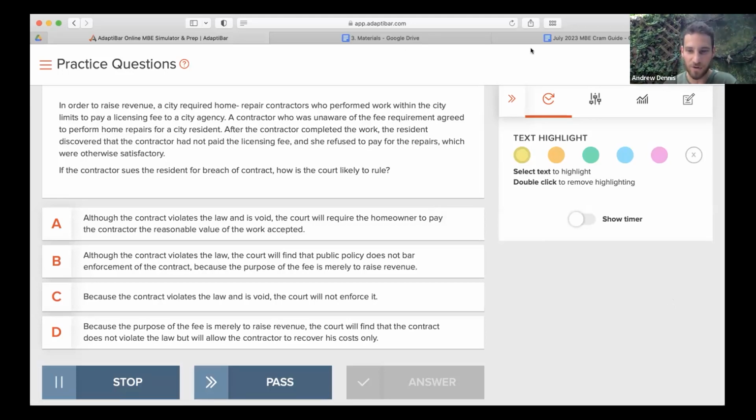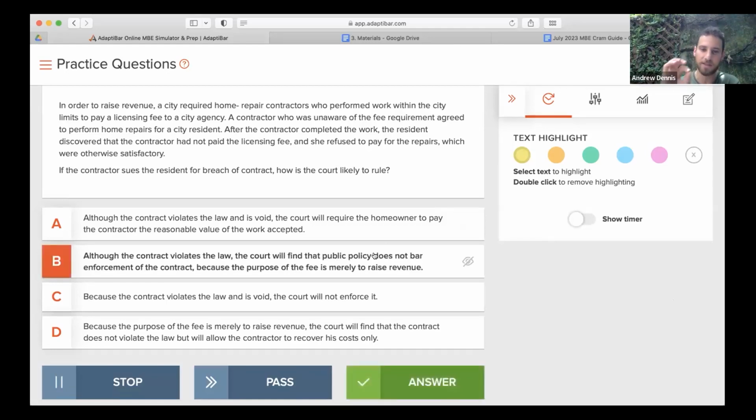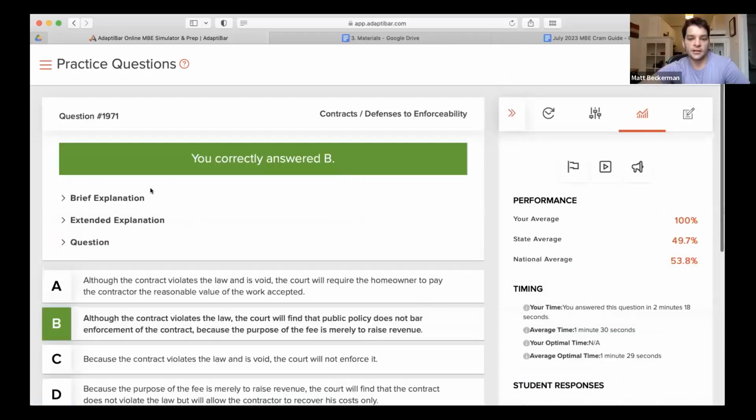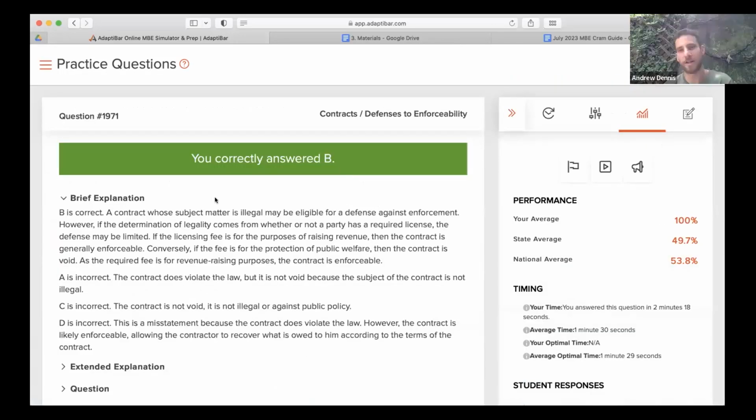All right. So if we look at the results that we see, a lot of people are picking B. Although the contract violates the law, which it does, the court will find that public policy does not bar enforcement of the contract because the purpose of that fee is merely to raise revenue. Beautiful answer, right? Yeah, the person just trying to use a loophole. You're right, exactly. You can't loophole your way out of things in this instance.